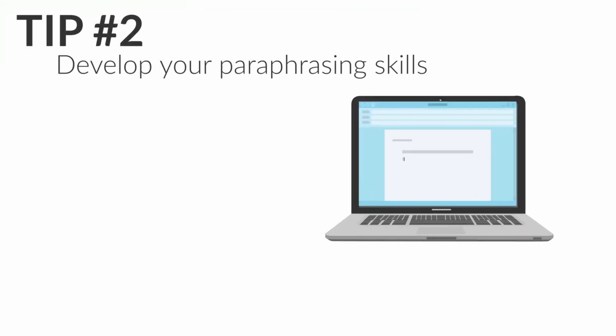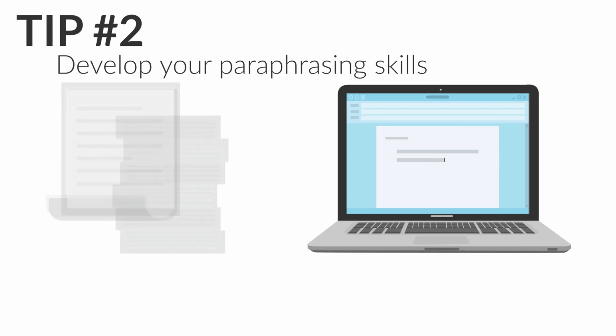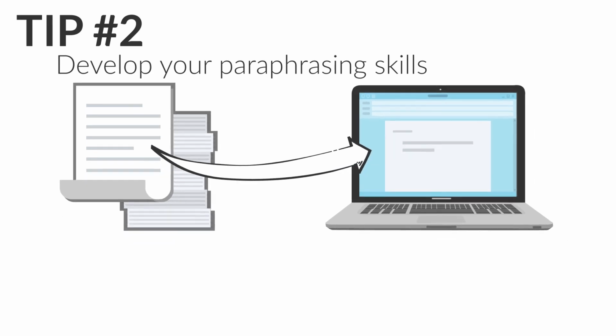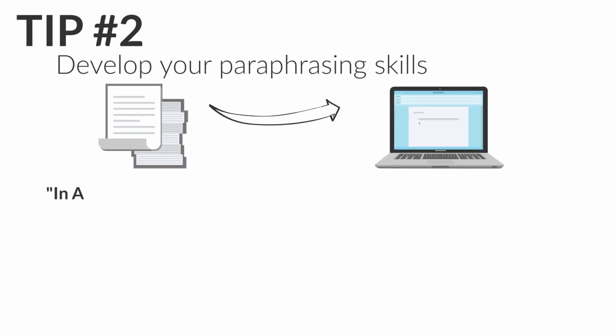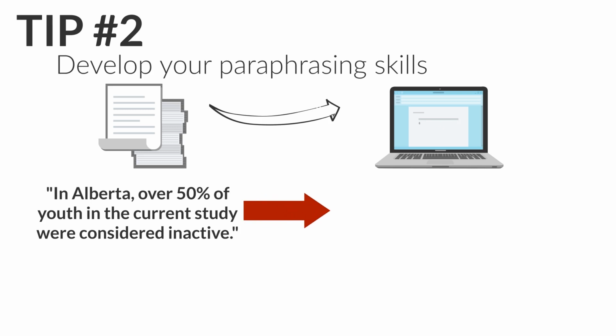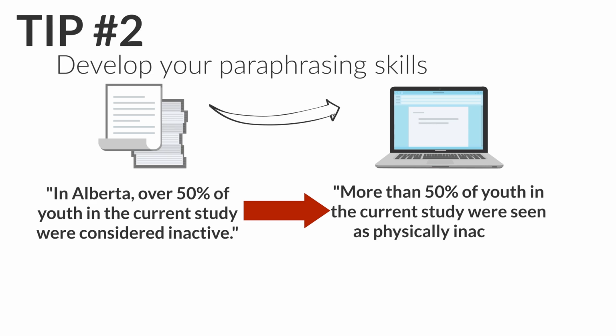Tip number 2, develop your paraphrasing skills. Ensure you haven't used more than 3 words in a row that are the same as those used in your source. The following example will show you the difference between a poor paraphrase and a good paraphrase. The original sentence from an article reads, "In Alberta, over 50% of youth in the current study were considered inactive." An example of a poor paraphrase is, "More than 50% of youth in the current study were seen as physically inactive." This paraphrase is poor because only a couple of words have been changed to synonyms.